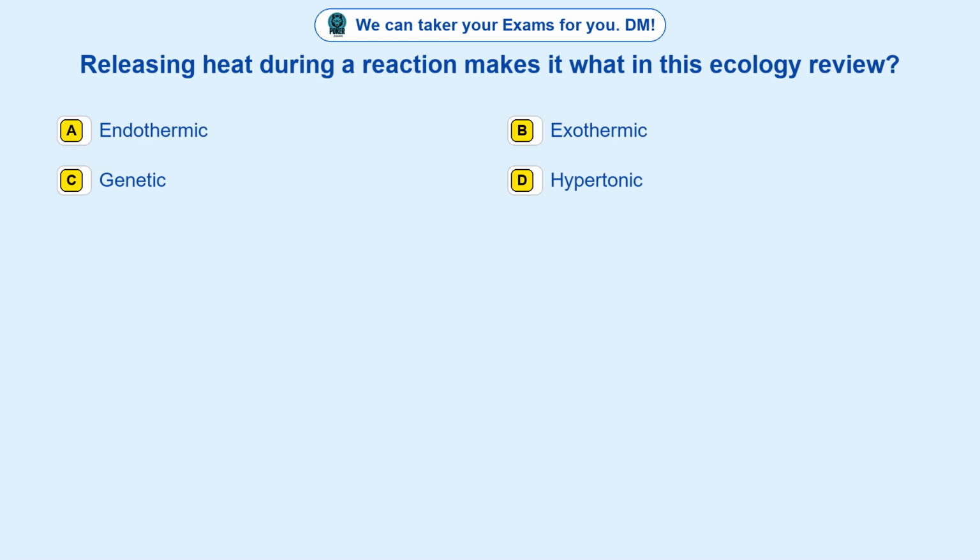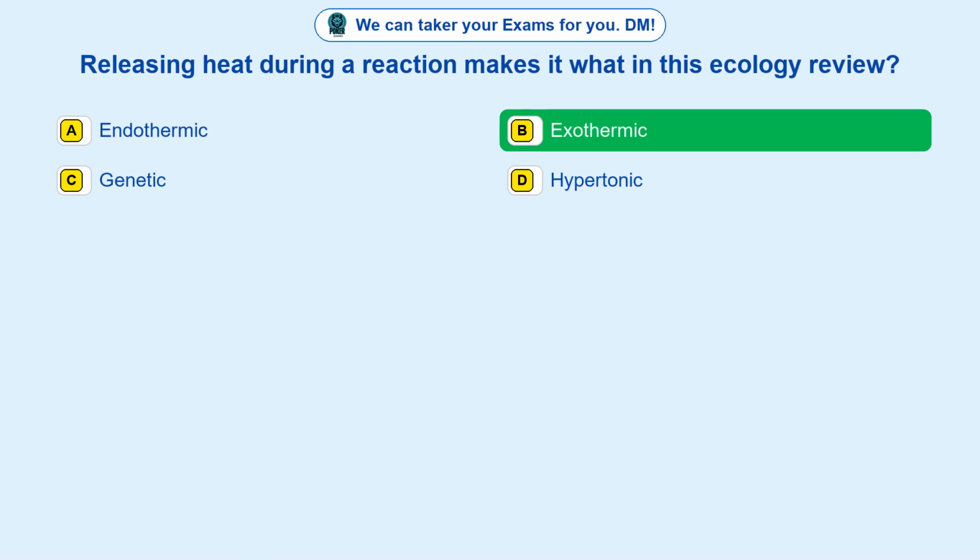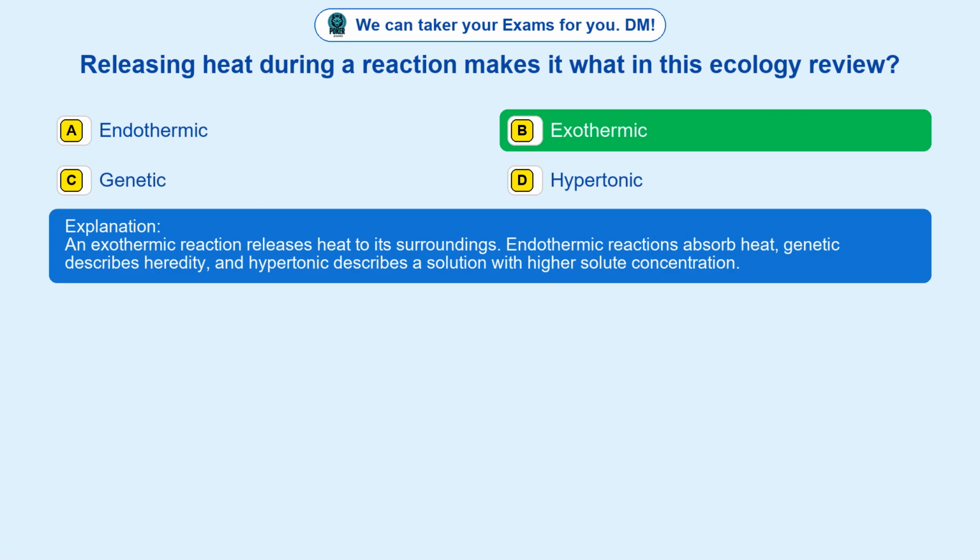Question 46. Releasing heat during a reaction makes it what in this ecology review? Option A, endothermic. Option B, exothermic. Option C, genetic. Option D, hypertonic. The correct answer is option B, exothermic. An exothermic reaction releases heat to its surroundings. Endothermic reactions absorb heat, genetic describes heredity, and hypertonic describes a solution with higher solute concentration.